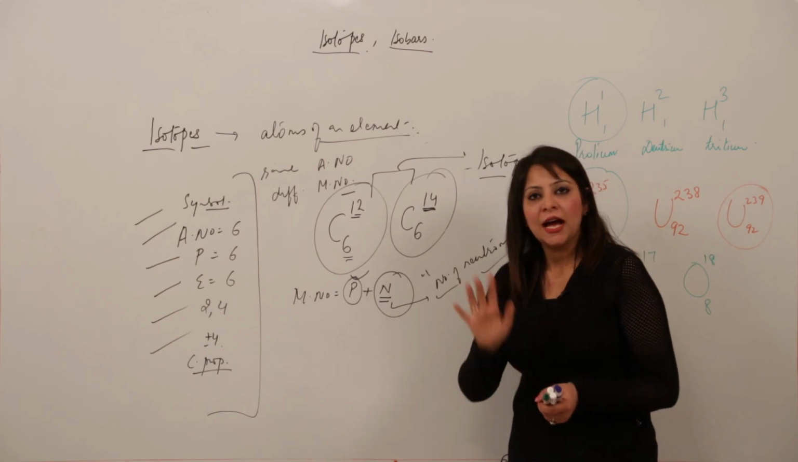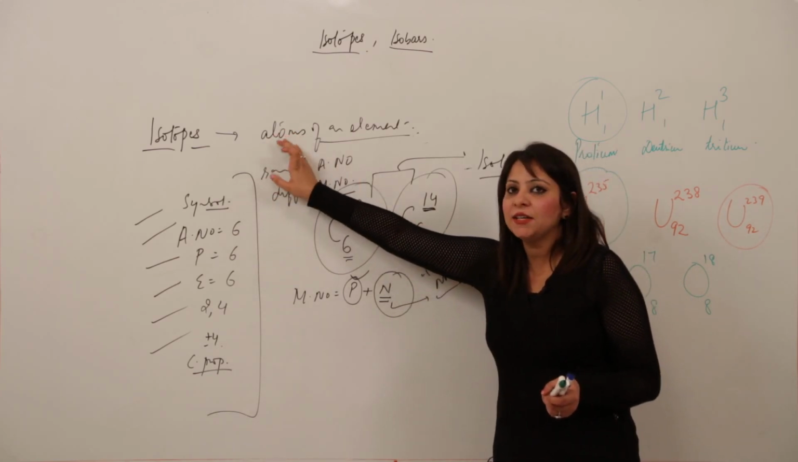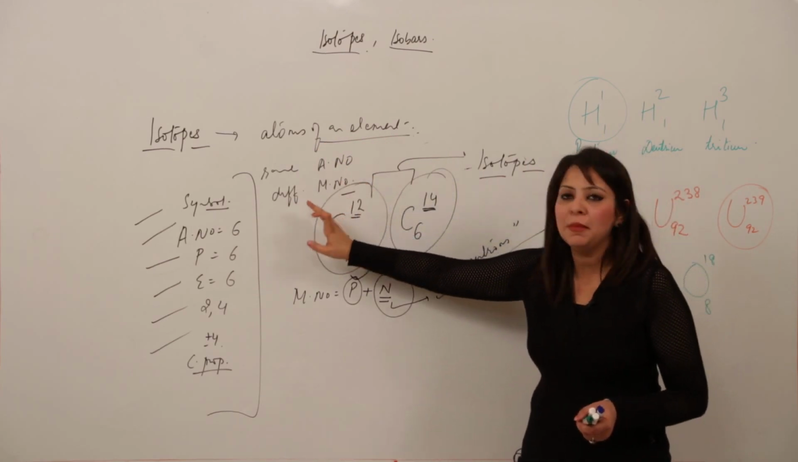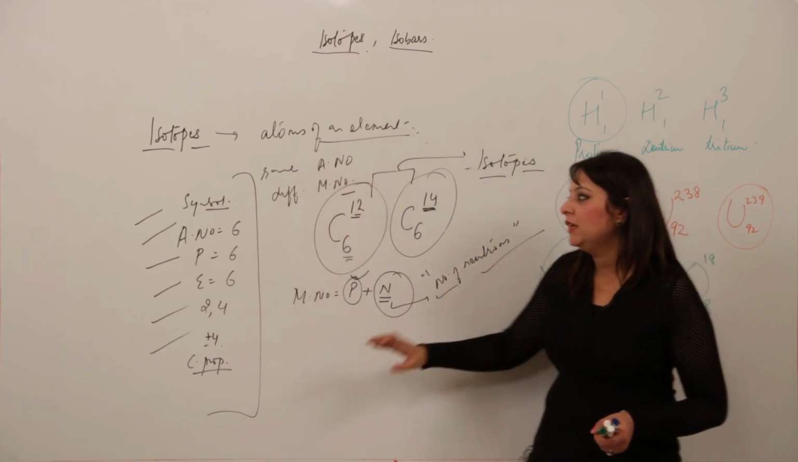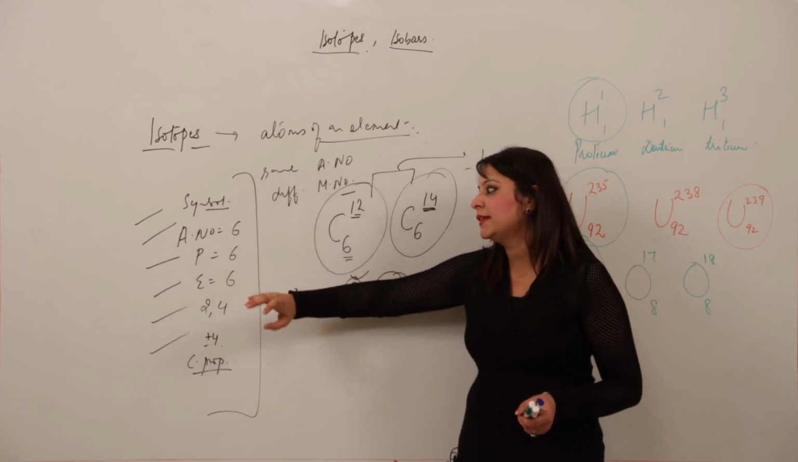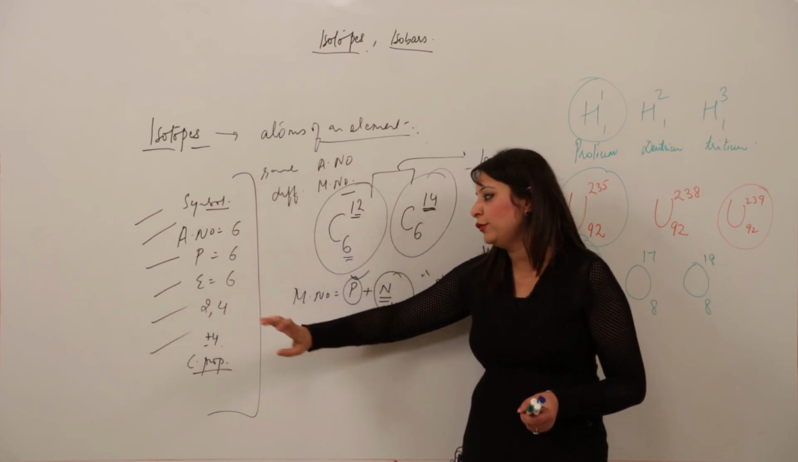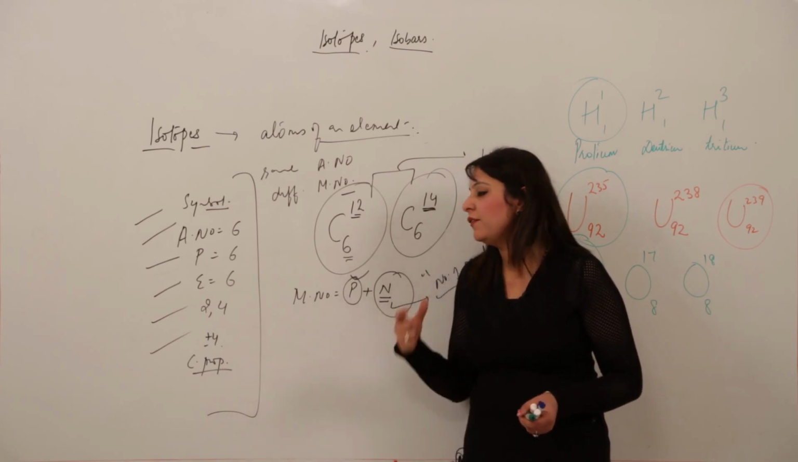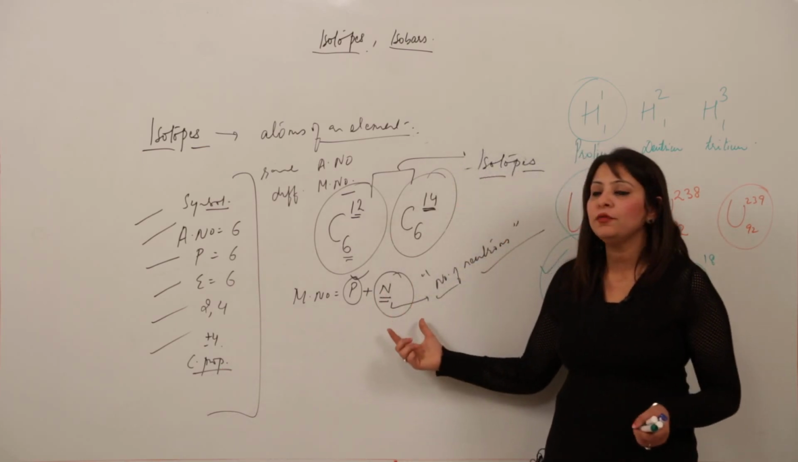So got it? Isotopes are atoms of the same element which have the same atomic number but different mass number. The similarities are the same atomic number, same symbol, same protons, same electrons, same configuration, same valency and even same chemical properties. The difference lies only in the number of neutrons.